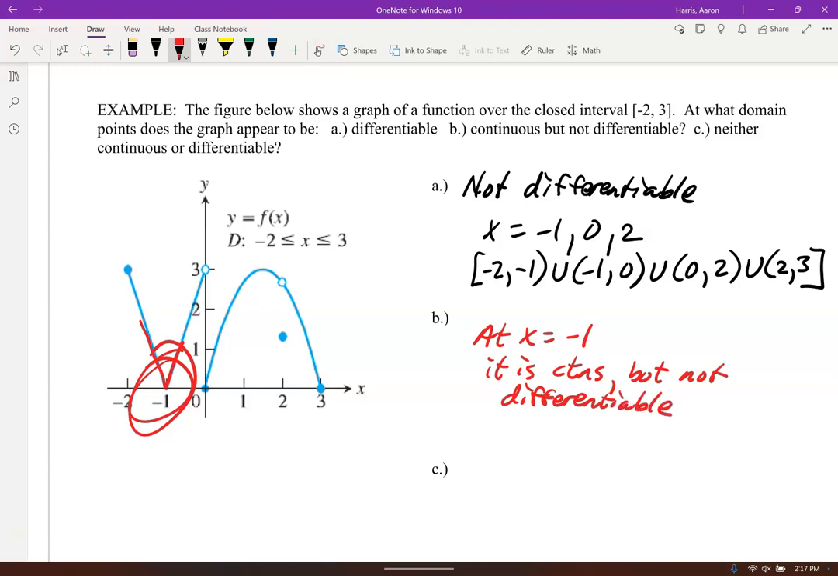Remember, if you're differentiable, you're guaranteed to be continuous. But it's not necessarily the case the other way, and that's the example that I'm pointing out. It's continuous through there, but it is not differentiable because the limits from both sides do not agree, right?